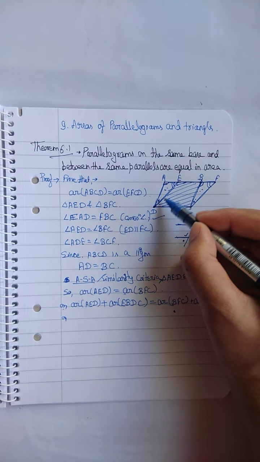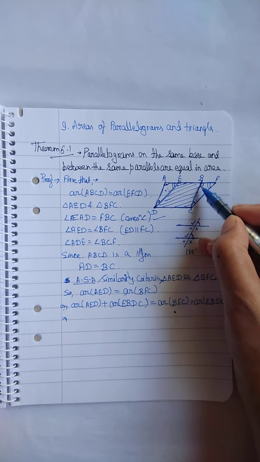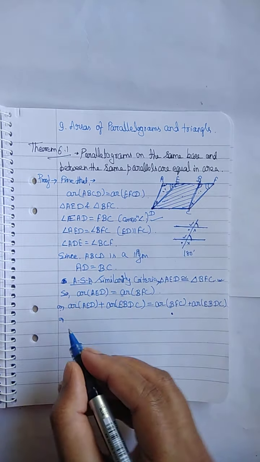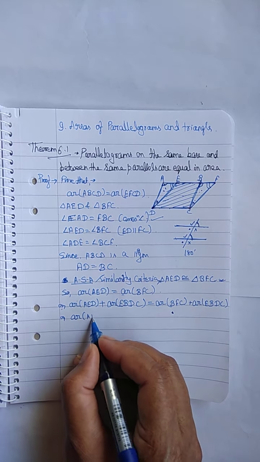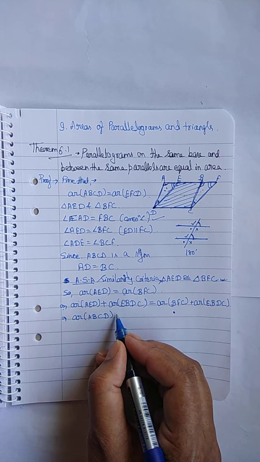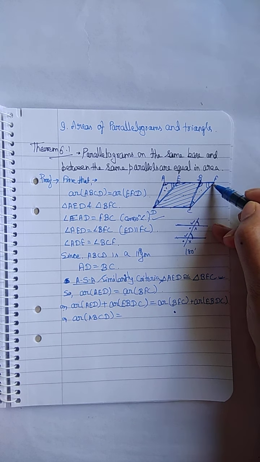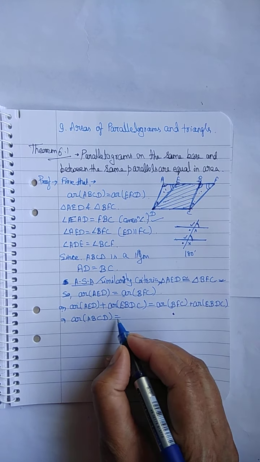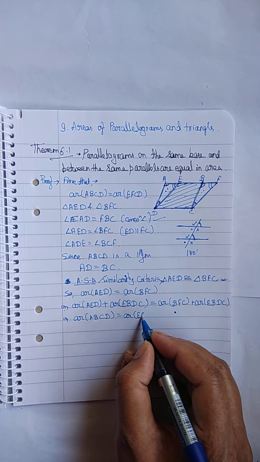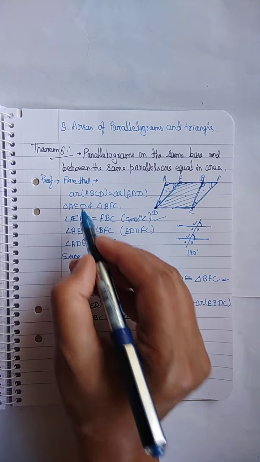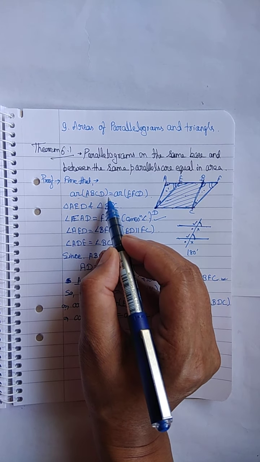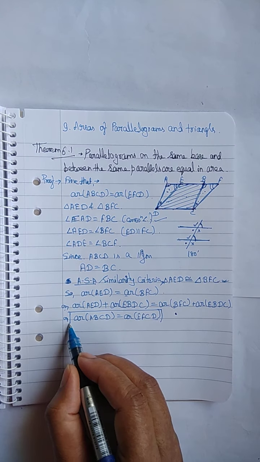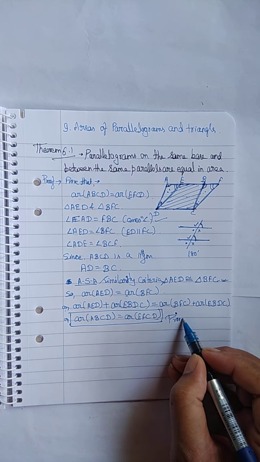Okay, now the area of AED plus the area of EBDC, what will be the sum? This plus this equals this big one, which means the area of ABCD equals this side BFC plus this common one. So it will become the area of EFCD. Correct? So the same thing we had to prove. Area of ABCD equals area of EFCD. Correct? So this is proved now.